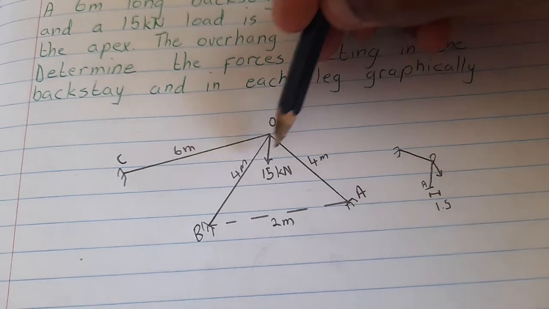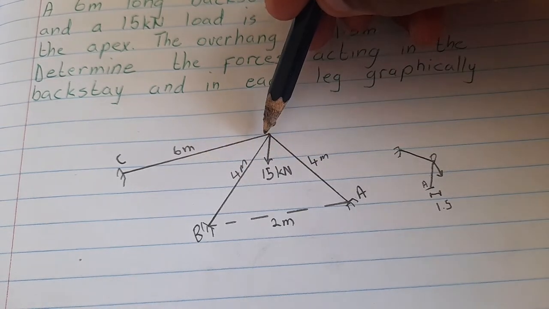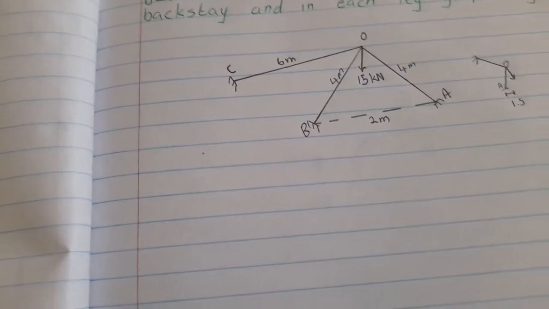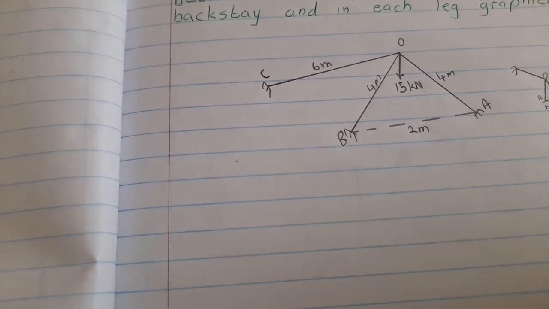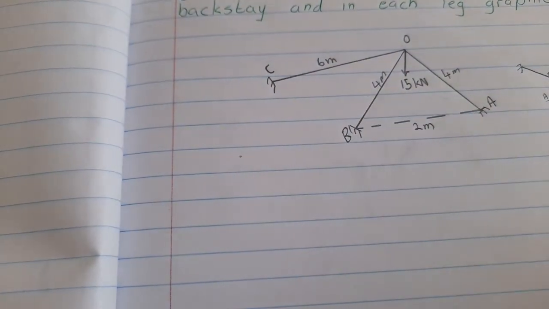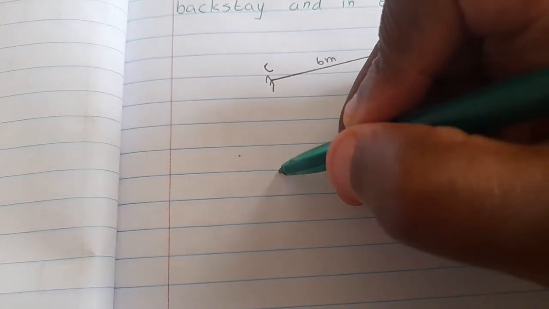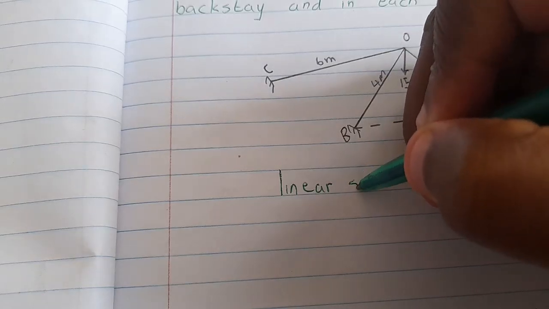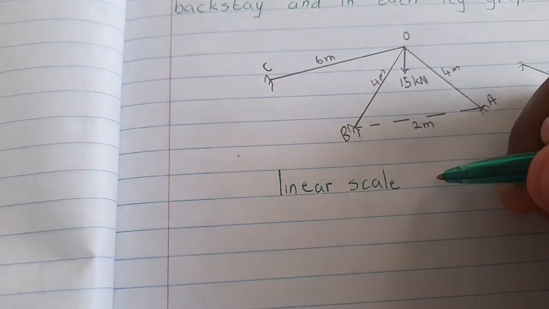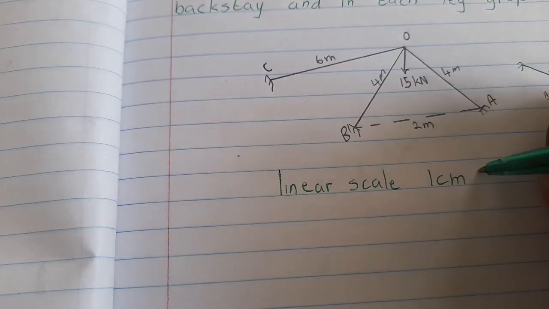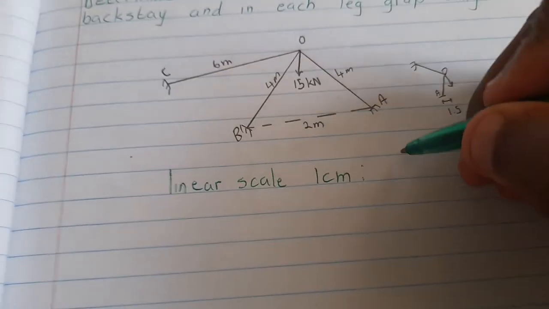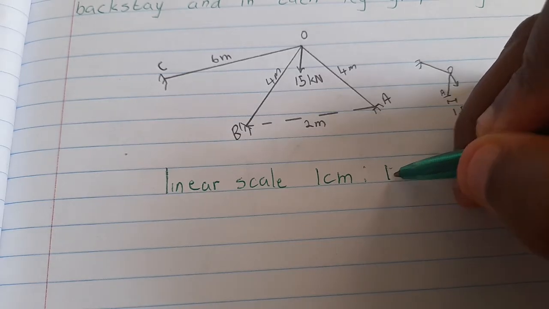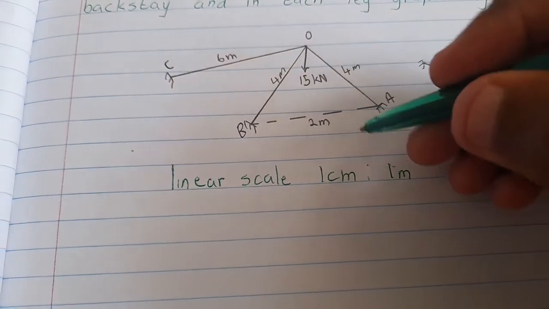Now they say determine the forces acting in the backstay and in each leg graphically. So they want the forces in the backstay and the legs. The first thing we want to do is establish a scale. Let's start with a linear scale. Let's say 1 centimeter is equal to 1 meter. It's fair enough, it will fit.